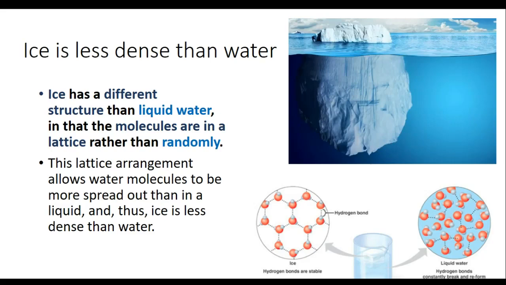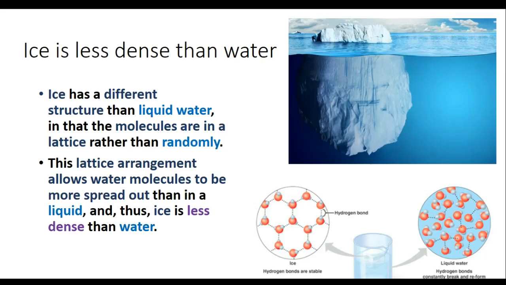So in the bottom right hand corner there is a picture showing the difference between the structure of the molecules in ice compared to liquid. On the left it's showing the structure of ice, that is what the lattice looks like, and on the right shows what the molecules in liquid water look like, how they are arranged randomly. This lattice arrangement that ice has allows the water molecules to be more spread out in ice than in liquid water. This then gives ice a lower density than water.